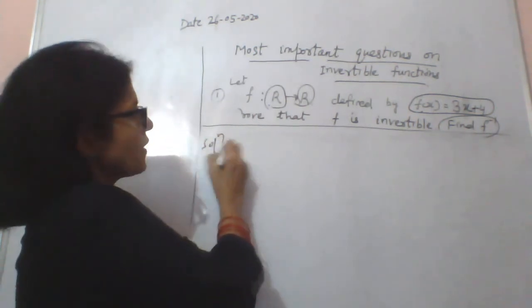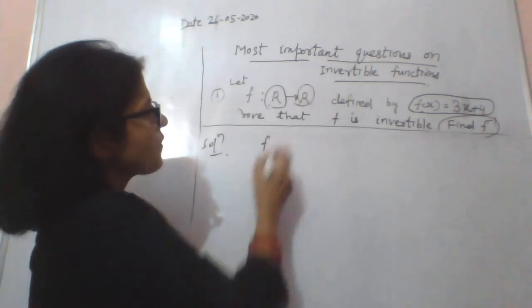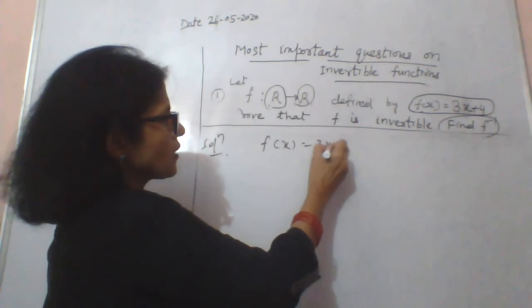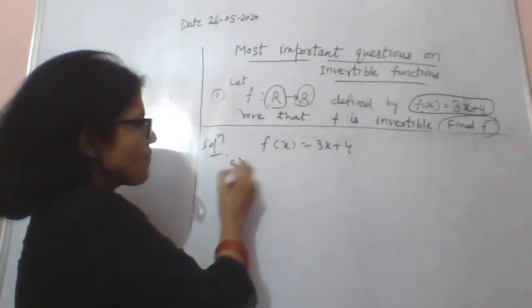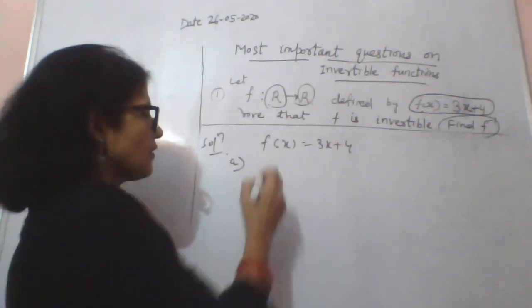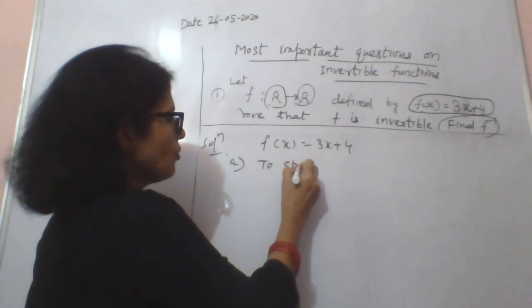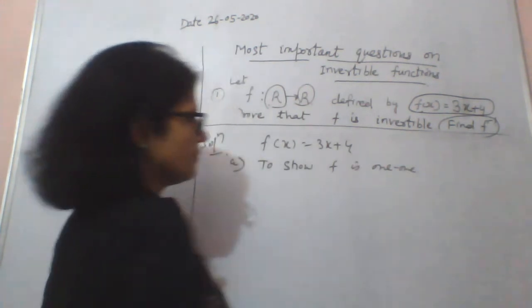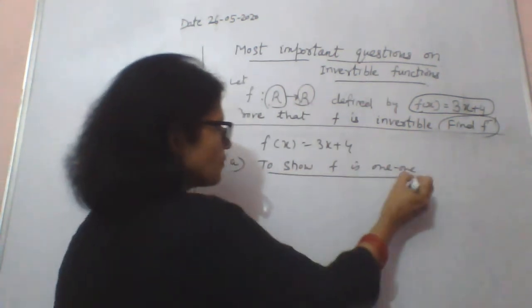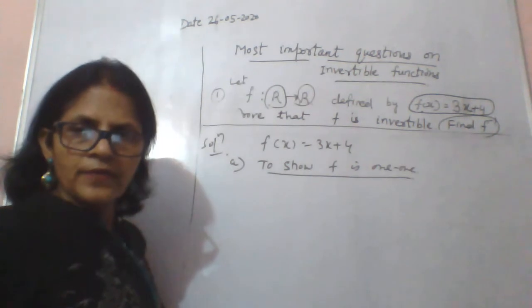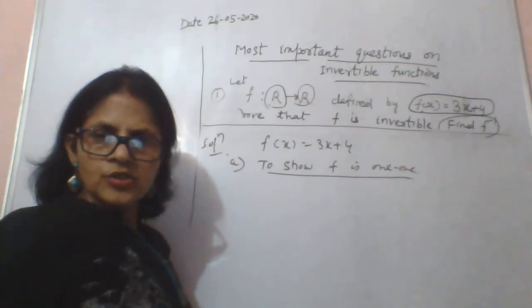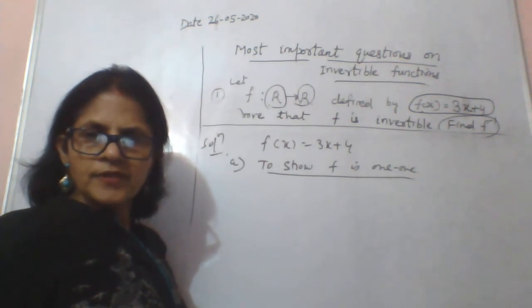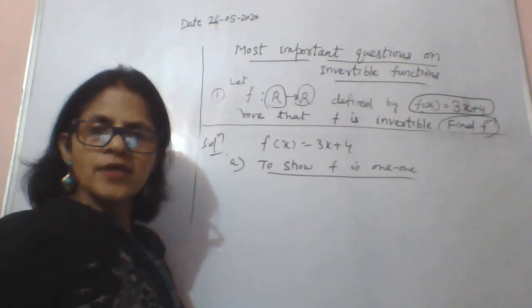We are given f is a function from R to R, f(x) = 3x + 4. The first part of the solution is to show f is 1-1. To show f is 1-1 means distinct pre-images should have distinct images, or in other words, if images are equal, pre-images are equal.